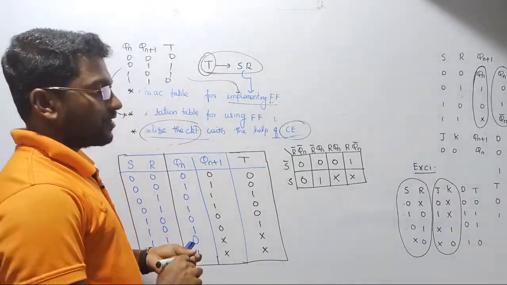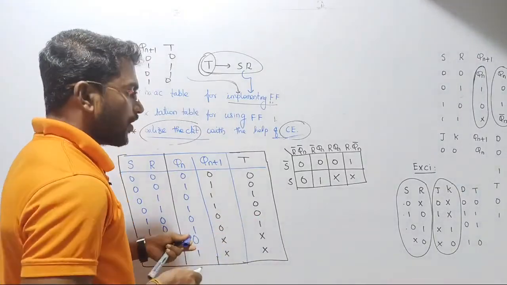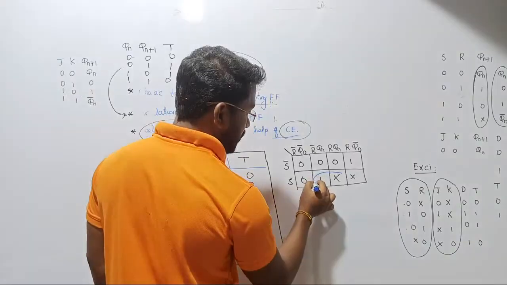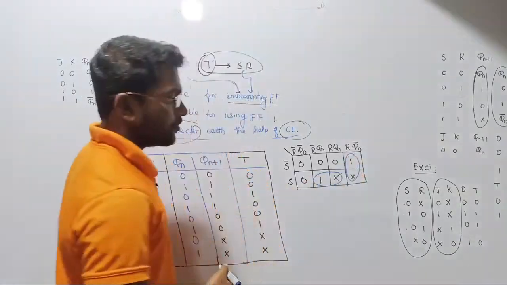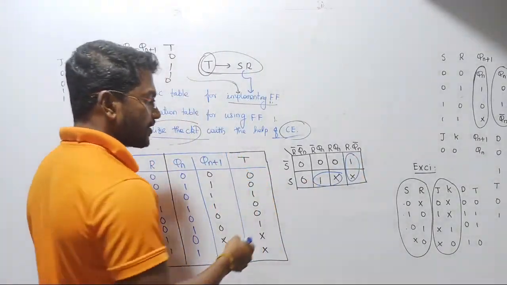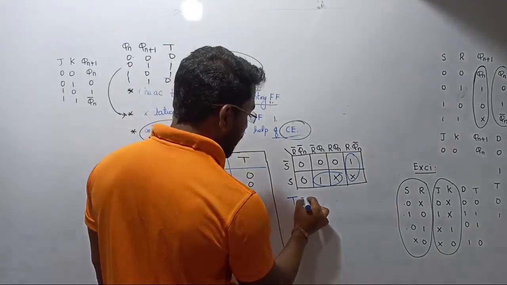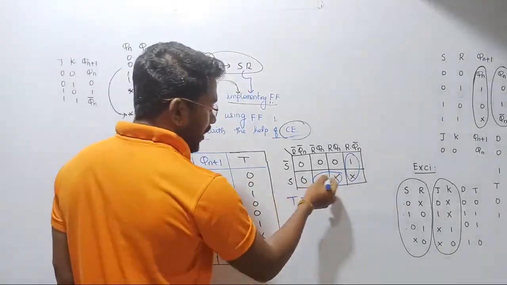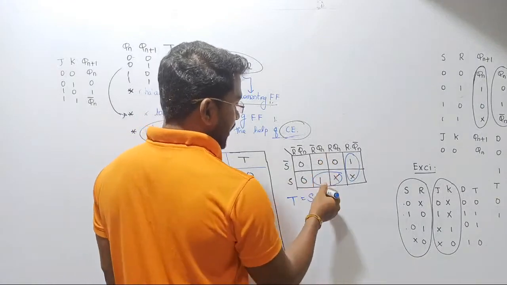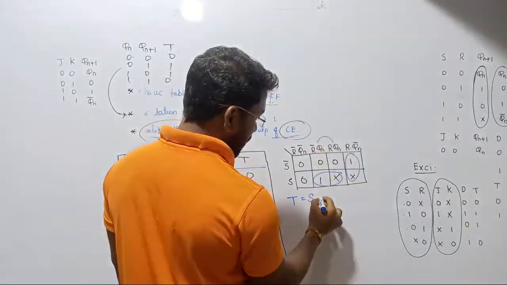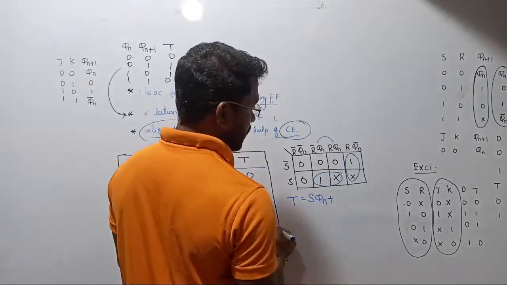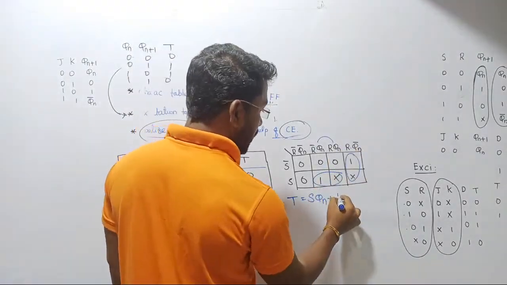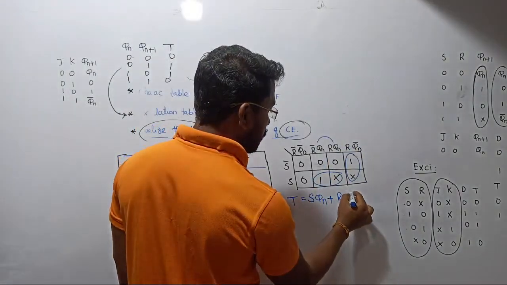Now, of course, here there is a necessity of using don't care. If I use a don't care, then 2 grouping could be possible. I can club these two and we can club these two also. Let us write the complete equation for T. So T can be written as T is equal to, if I club these two, here we are going to get S, and the common variable here is Qn, plus if I consider these two, here we are going to get R Qn bar.